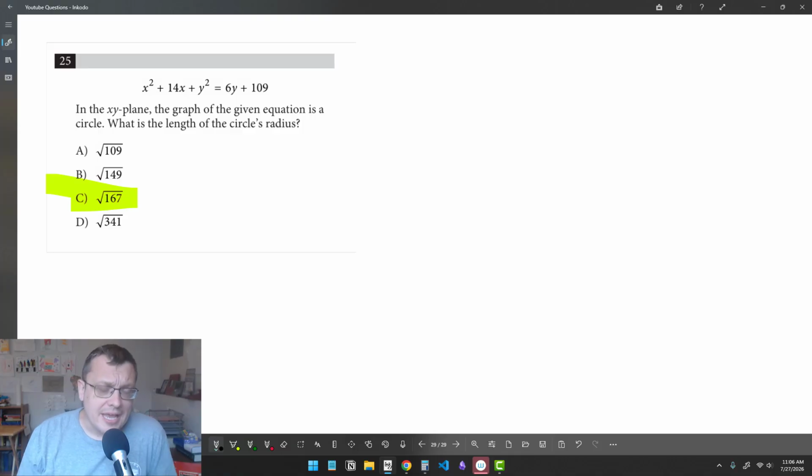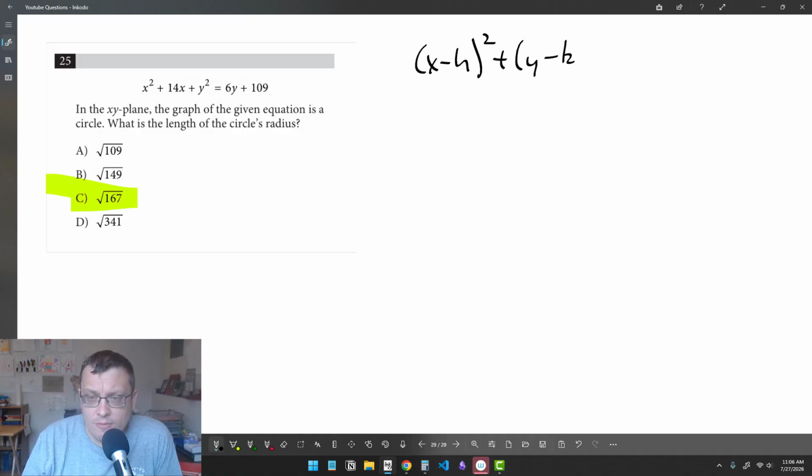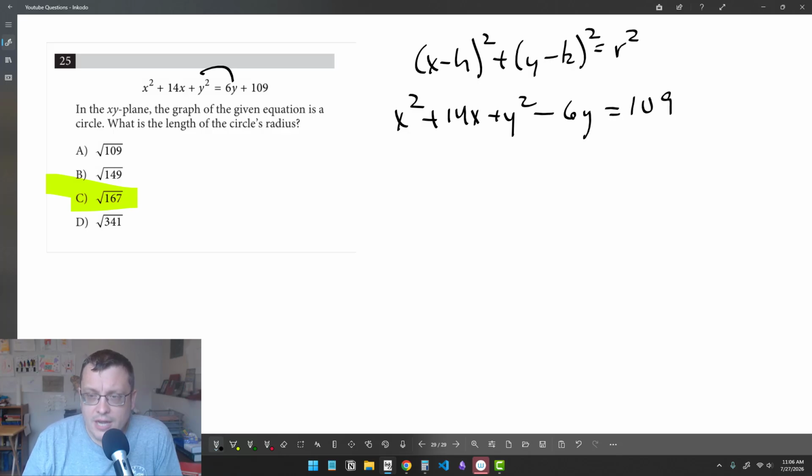Now, how can we do this one by hand? We're going to complete the square. Let's move the 6y over here. We'll leave the 109 on the other side because ultimately our goal is to get this into the standard form of a circle, which is this. So I want all my numbers over here, and then I want this (x minus h) squared and so on on the left. So let's get the 6y over. So it's x squared plus 14x plus y squared minus 6y is equal to 109.